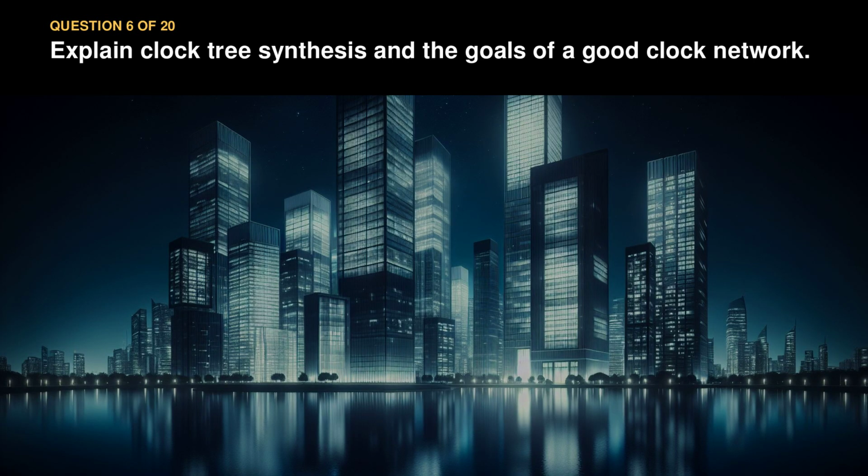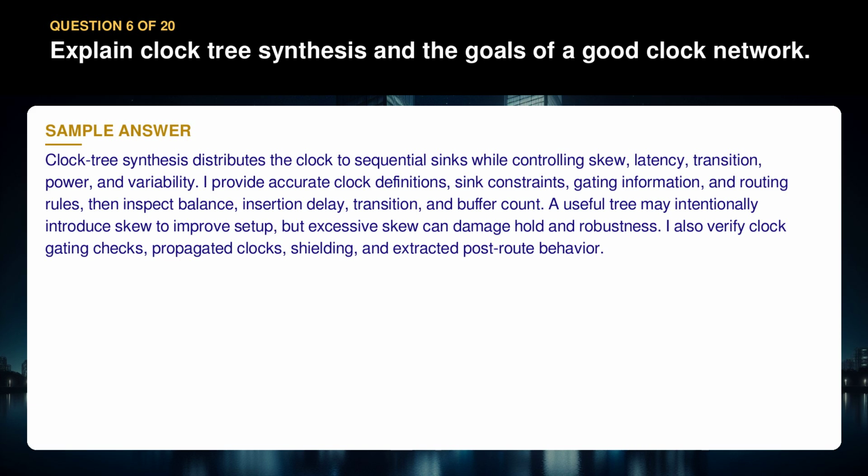Question 6. Explain clock tree synthesis and the goals of a good clock network. Clock tree synthesis distributes the clock to sequential sinks while controlling skew, latency, transition, power, and variability. I provide accurate clock definitions, sink constraints, gating information, and routing rules, then inspect balance, insertion delay, transition, and buffer count. A useful tree may intentionally introduce skew to improve setup, but excessive skew can damage hold and robustness. I also verify clock gating checks, propagated clocks, shielding, and extracted post-route behavior.